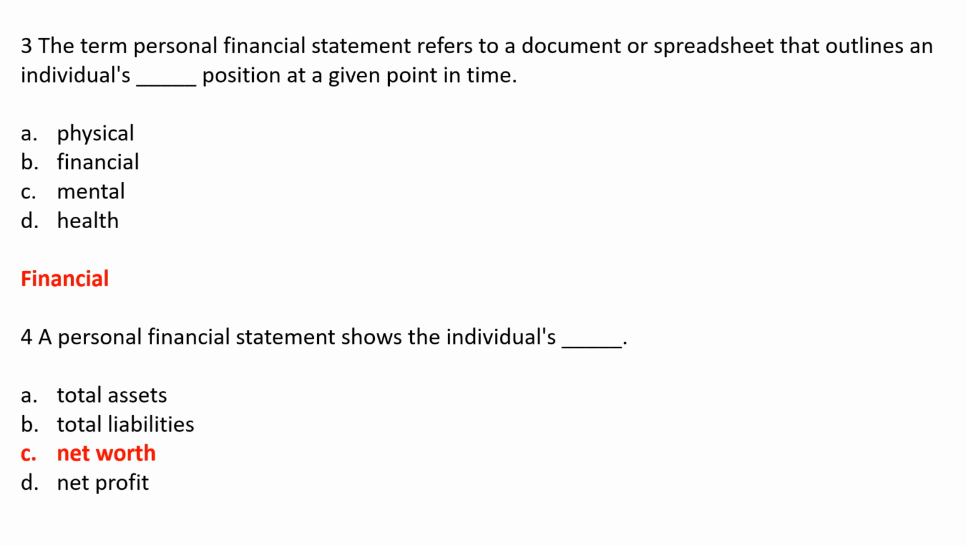MCQ number 4. A personal financial statement shows the individual's dash. Option A, total assets. Option B, total liabilities. Option C, net worth. Option D, net profit. The correct answer is option C, net worth. Okay, so a personal financial statement shows an individual's net worth.